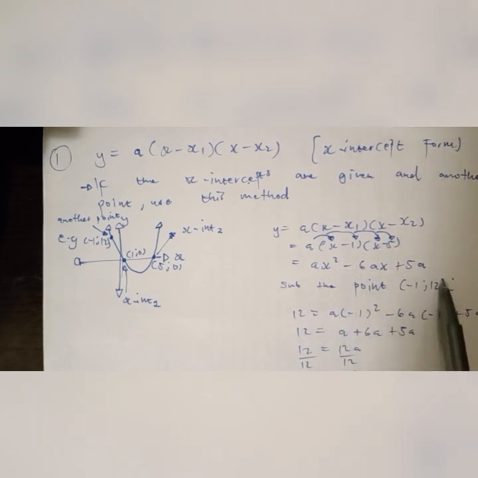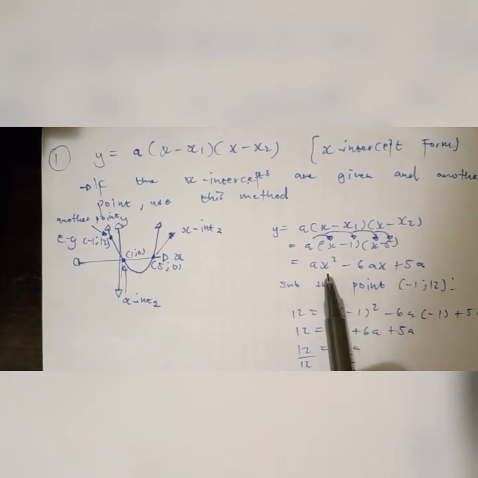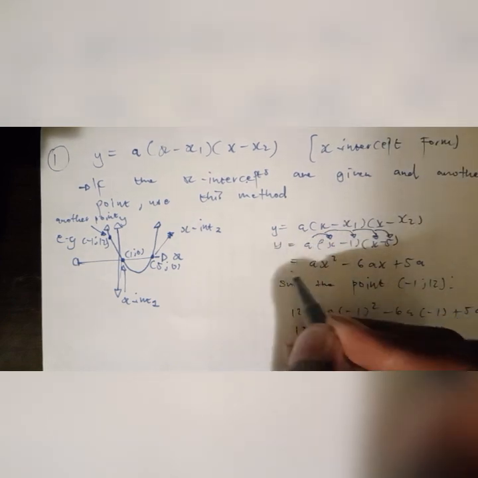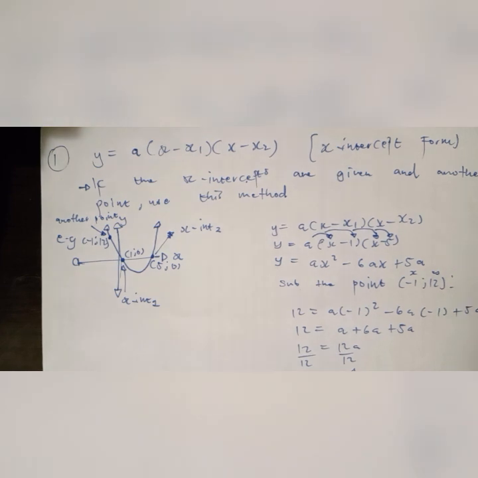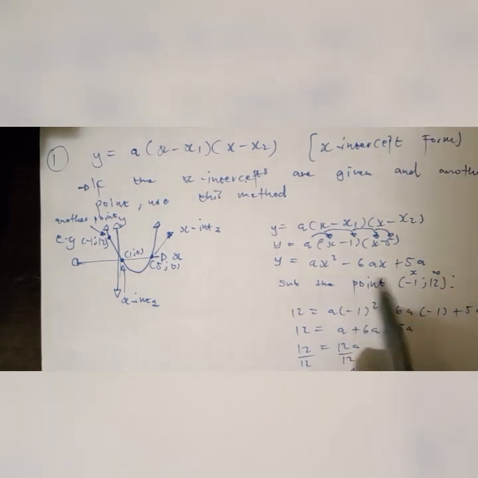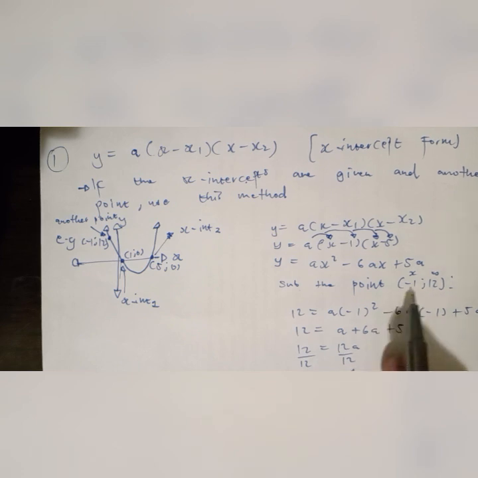So this is an x, this is a y, right? So when we sub this point into this equation, let's not forget that there's a y there. So this is x, this is y. I don't want to complicate things by explaining too much. So you sub the point. You know what happens when you sub the point. This is the x, this is y.